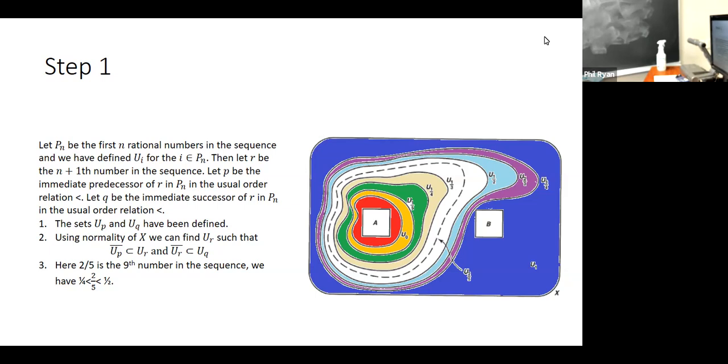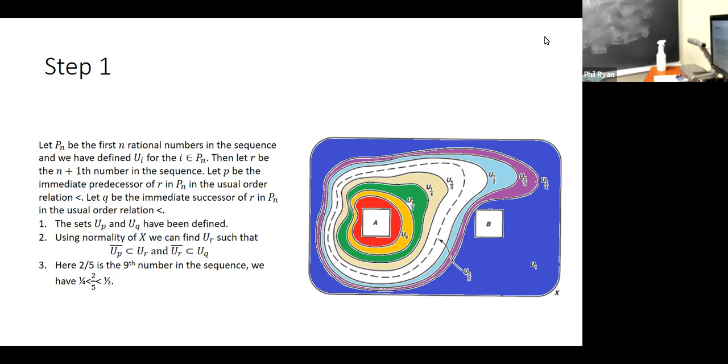And so, for example, here, this is the 9th step in the process. We want to find U2/5. So we want to put it between U1/3 and U1/2. And by normality, we can do that because we're just going to contain the closure of U1/3, and we've just got to avoid U1/2. So we can just keep on doing this. And that was Urysohn's bright idea.